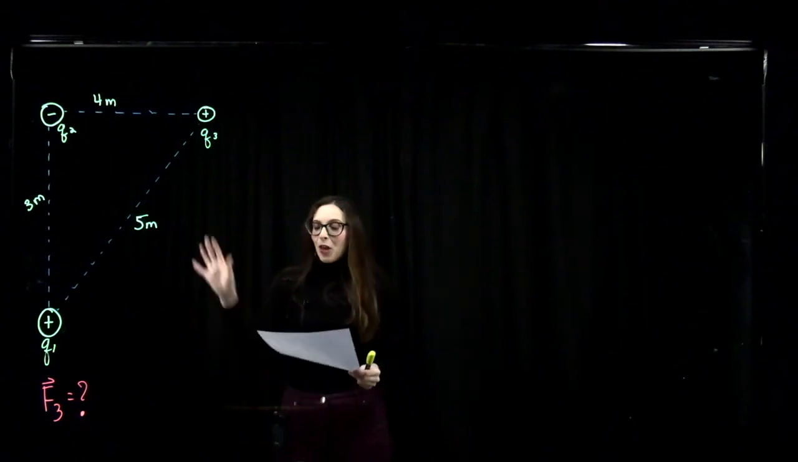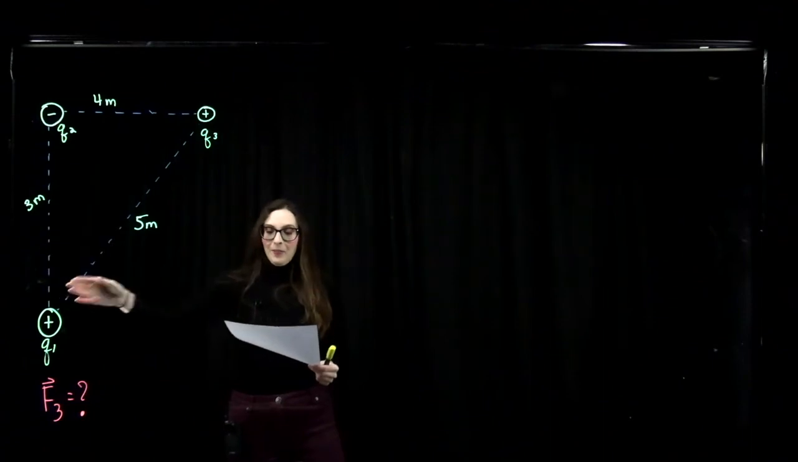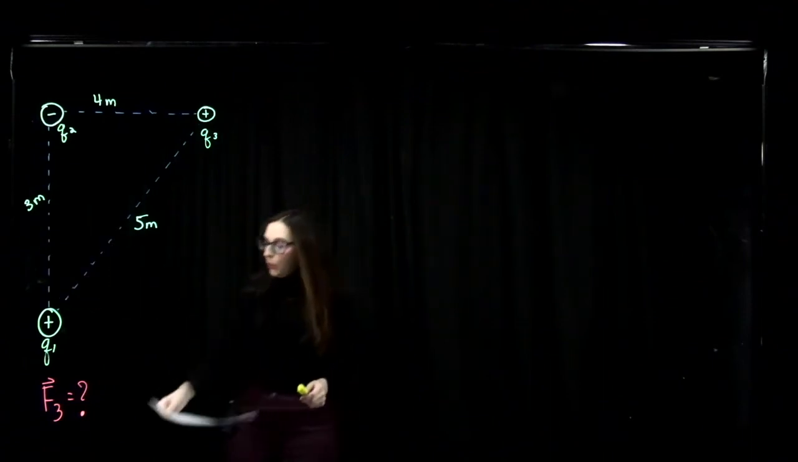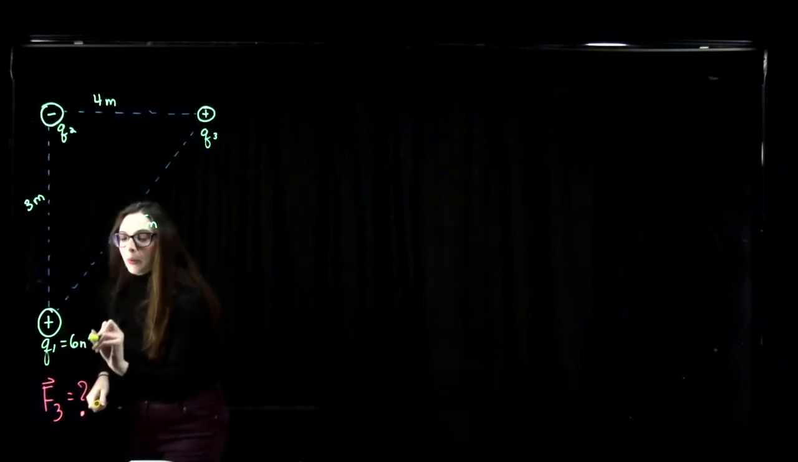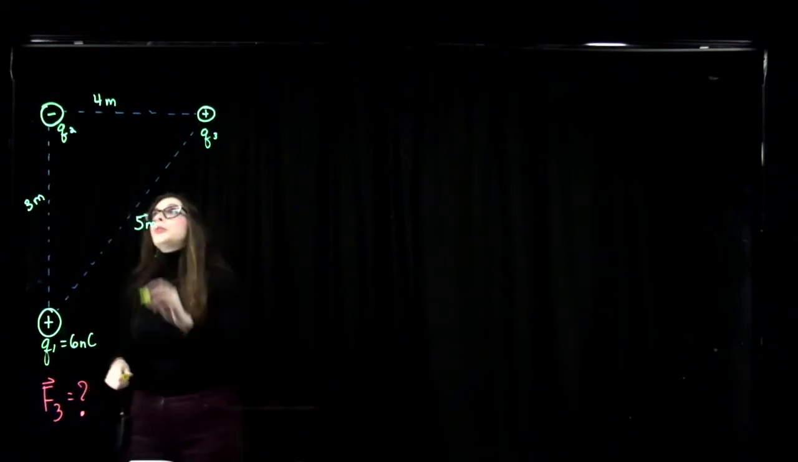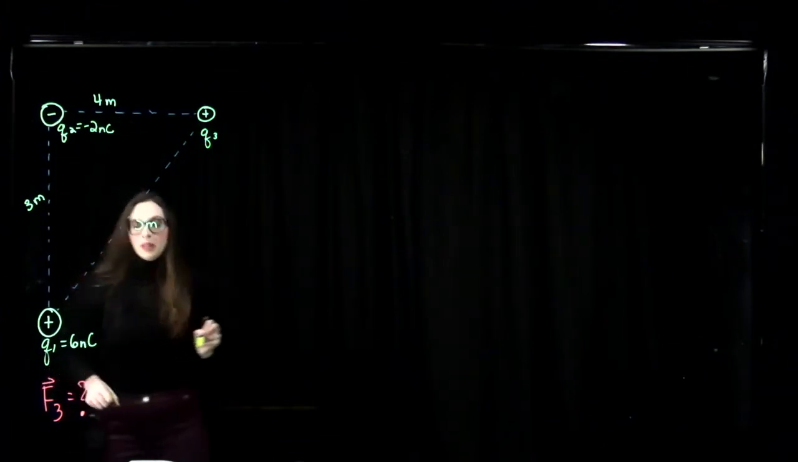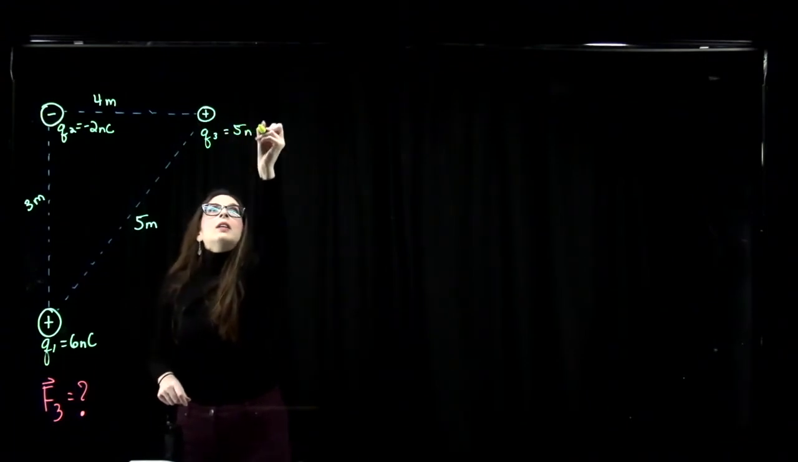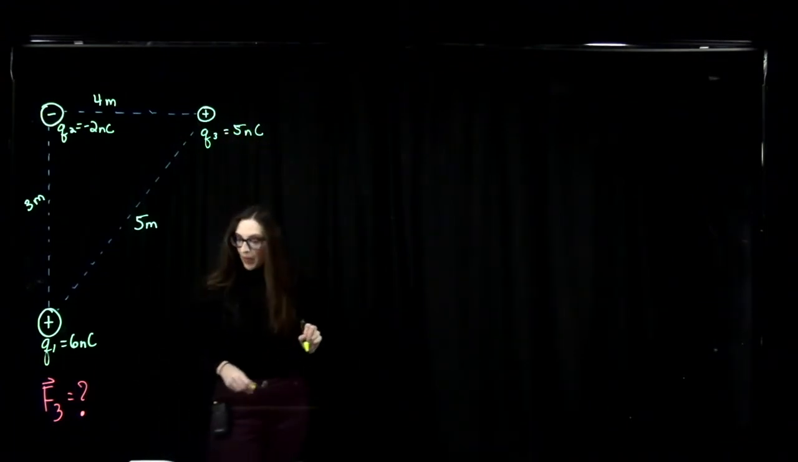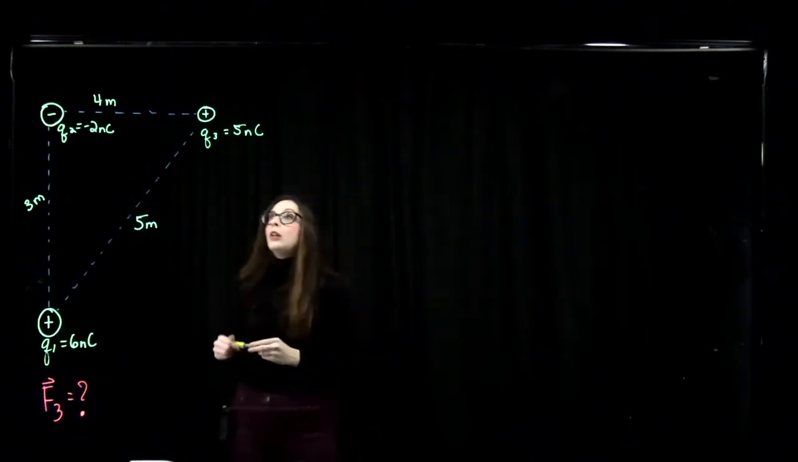Consider 3 points on the corner of a triangle. We've got Q1 is equal to 6 nanocoulombs, Q2 is equal to -2 nanocoulombs, and Q3 is equal to 5 nanocoulombs. Find the resultant force on Q3.